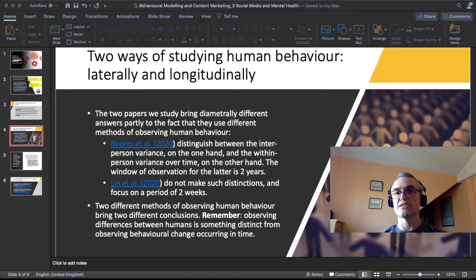Lateral comes from side. So you remember that in social sciences, in social research, and basically in those projects that you are supposed to prepare in that course of behavioral modeling and content marketing, you can think about those two ways of studying either your own behavior or other people's behavior. You can study longitudinally, so you can study what happens over time to the same person, or you can study laterally, so you can compare many people between them and correlate that comparison with, for example, the way they use social media or any form of online content. And just remember, in terms of science, that observing differences between humans is something distinct from observing behavioral change occurring in time.